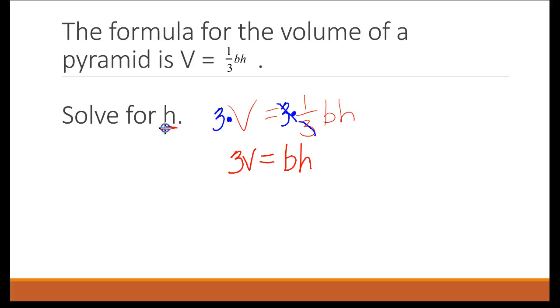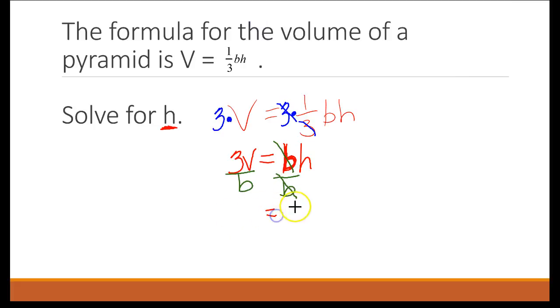H is on the right side, so the only thing we need to get rid of is this B. Now this is B times H, so the inverse of multiplication is division. So in this step, I'm going to divide both sides by B. That will get rid of this B because B divided by B is 1. Most people say it cancels out, but it is equivalent to 1. 1 is always understood to be there still.